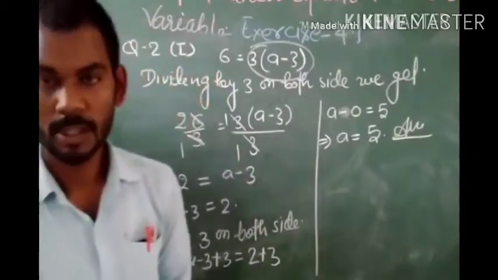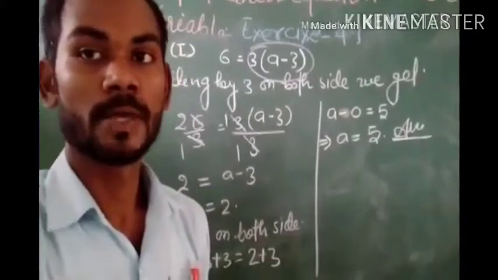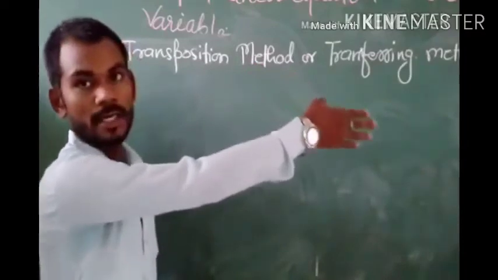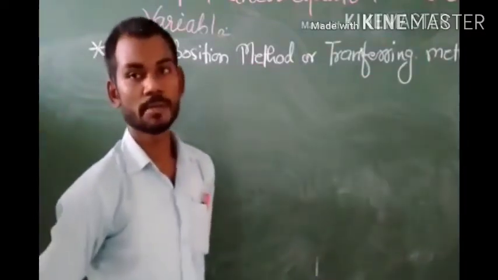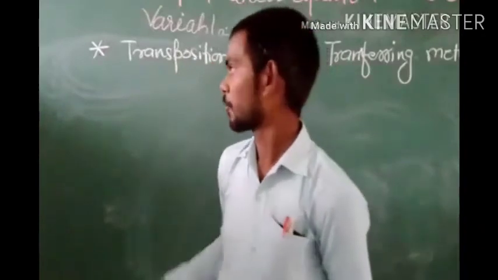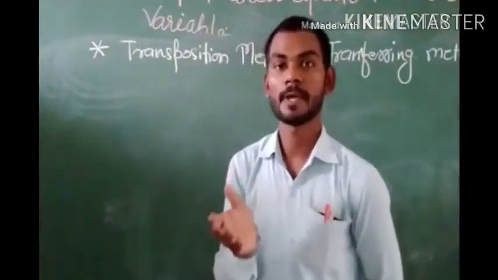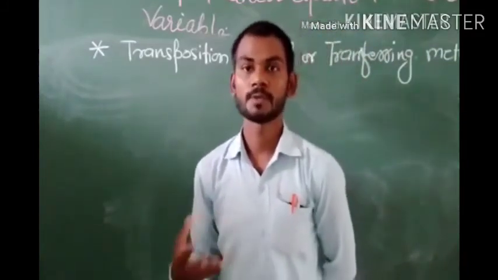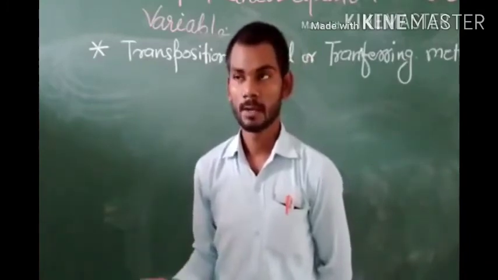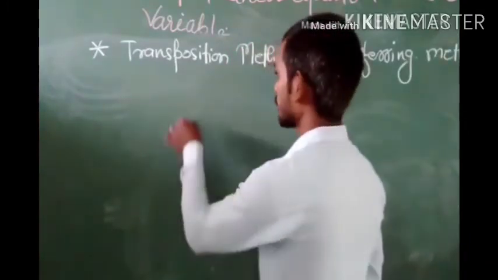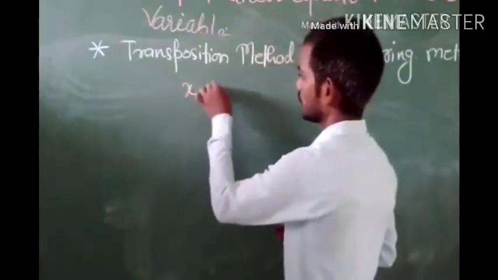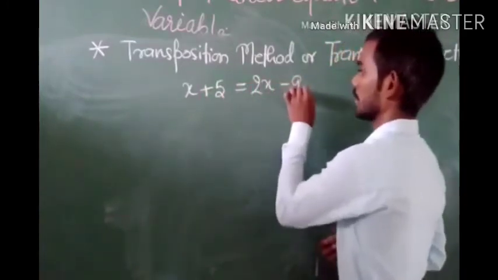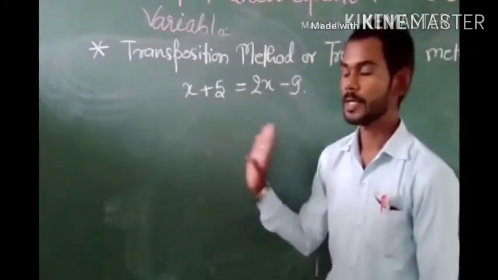What is the transposition method? Let us see this. The new method is the transposition method or transferring method. In this method, the process of transferring the algebraic terms from the left hand side to the right hand side is called transposition or transferring. Let us suppose a linear equation x plus 5 is equal to 2x minus 9. This is a linear equation in one variable.